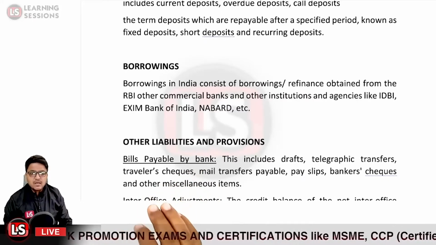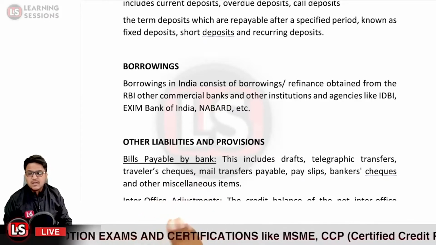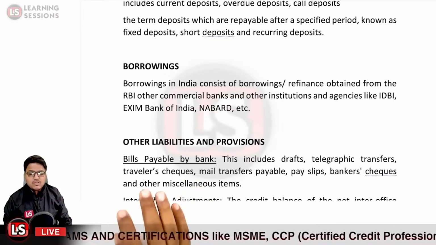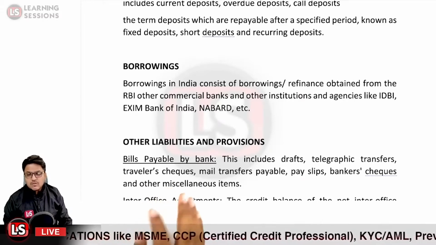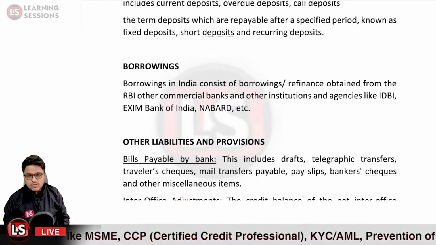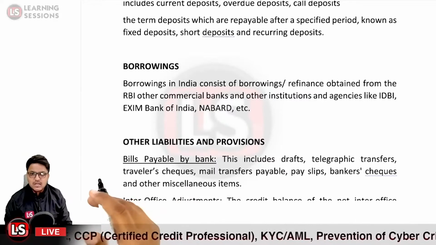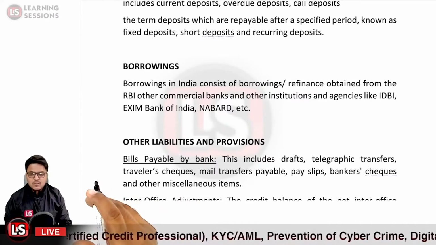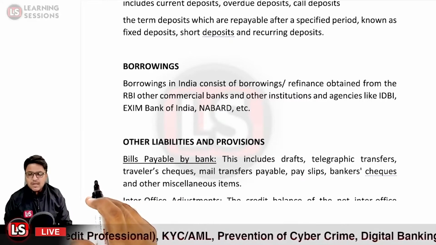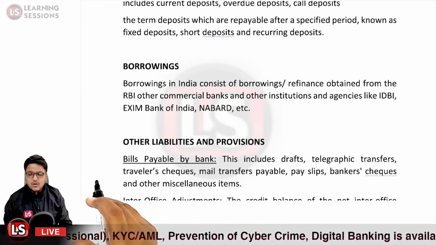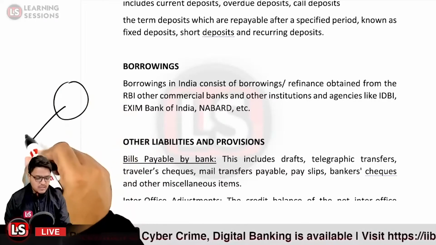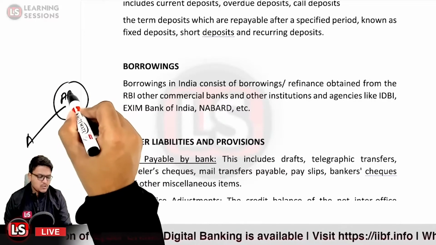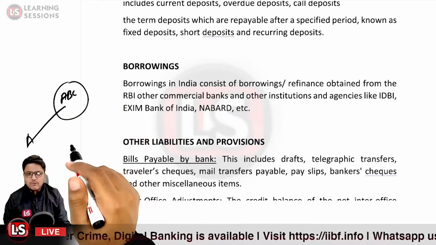It may be the case that drafts are there, telegraphic transfers are there, or traveler checks are there, for which the bank has charged commission. It is also related to the banker check. If a banker check is issued, it is also a liability on the bank now, because the money has already been debited to the account of the depositor. Let us take the case that person A visited branch ABC to issue a banker check amounting to rupees 50,000.